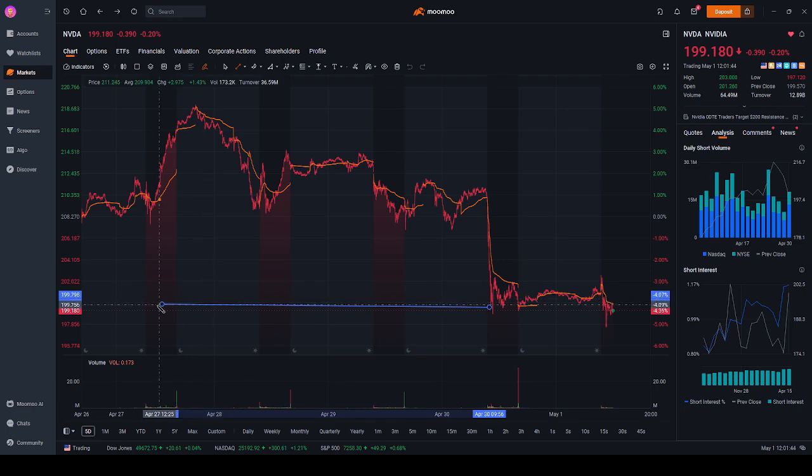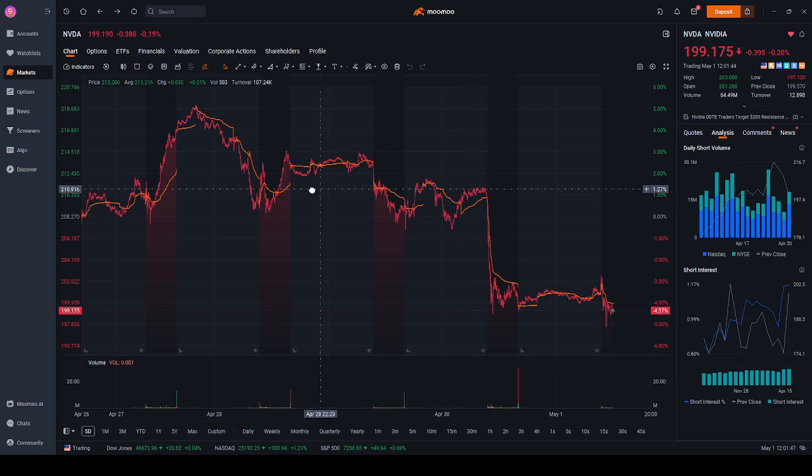Pay attention to how many times the price has tested these levels. The more times it has bounced off a level, the stronger that support or resistance is likely to be.